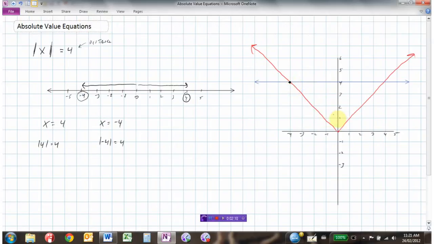The absolute value of x equals 4 right here, when x is minus 4, or the absolute value of x also equals 4 right here, when x equals positive 4. So the absolute value of x equals 4 would have two solutions, 4 and negative 4. And we can see that on a number line, and we can see that on a graph. But often we want to be able to do this algebraically. So let's look at some examples where we're solving algebraically.